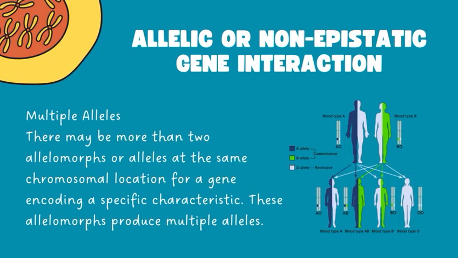And the last allelic gene interaction type is multiple alleles. There may be more than two allelomorphs or alleles at the same chromosomal location for a gene encoding a specific characteristic. These allelomorphs produce multiple alleles. A good example is the ABO blood type of a human. So basically, children can inherit AO, AB, BO, or OO blood types from parents.